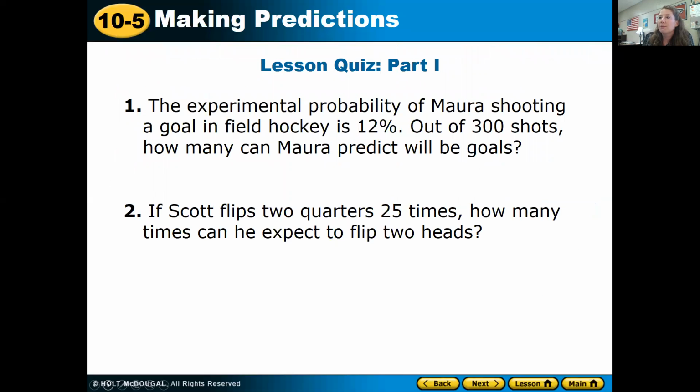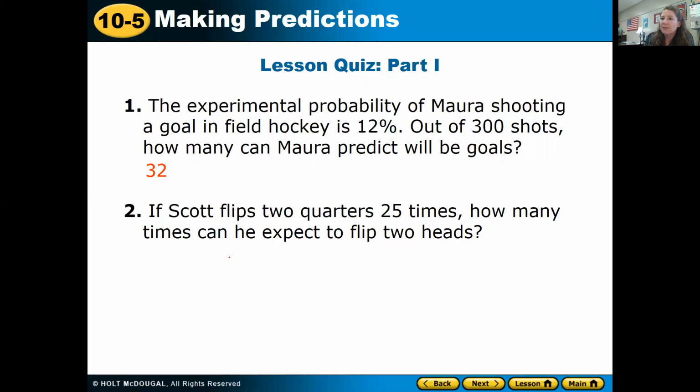The experimental probability of Mara shooting a goal in field hockey is 12% out of 300 shots. How many can Mara predict will be goals? And then number 2, if Scott flips 2 quarters 25 times, how many times can he expect to flip heads? Well, what'd you guys get? Number 1, we multiply 300 times 0.12.